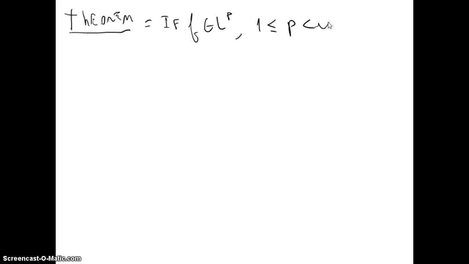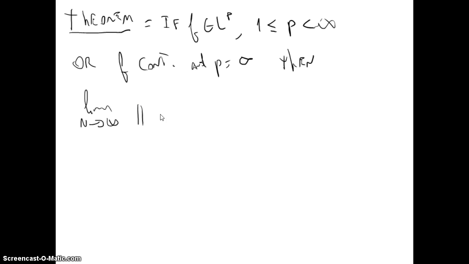Okay, so let's consider a theorem. If a function f is in L^p, p between 1 and infinity, or f is continuous and p is equal to infinity, then the limit as n goes to infinity of the Cesaro summation of the Fourier series minus the function, in norm L^p, will be equal to 0.